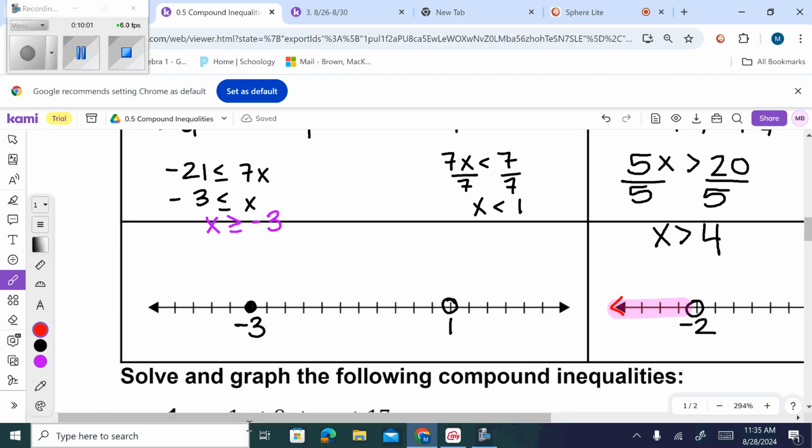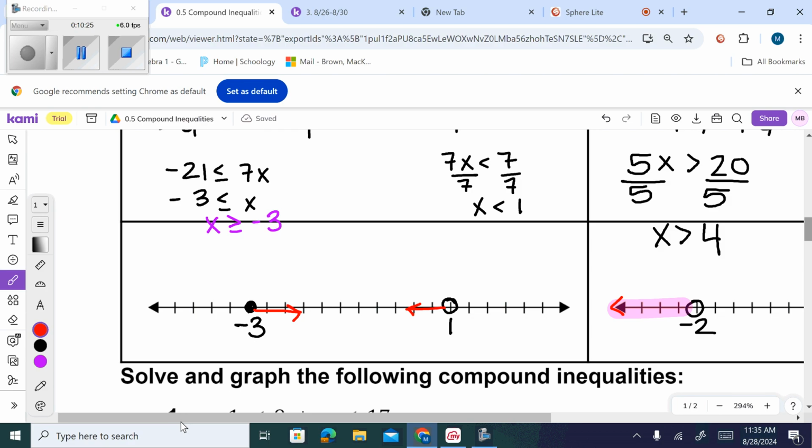Alright? Now, we said an and, so they should be going what direction? They should be going towards each other, but let's just double check. On negative 3, that is greater than. Which way does greater than go? Right. To the right. And on 1, this is less than. Which way does less than go? To the left. So are they going towards each other? Yes, they are. Okay, everybody okay? I'm alright.